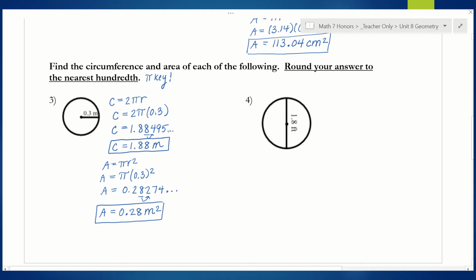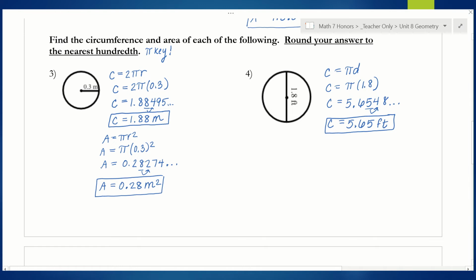Okay, so let's do number 4, same directions. This time, instead of 2 pi r, I'm going to use pi d. So pi times 1.8, since that is our diameter. So in your calculator, pi times 1.8 is 5.6548, and so on. So to the nearest hundredth, we're going to keep it 5.65 feet.